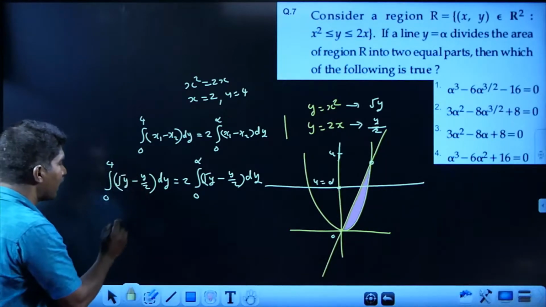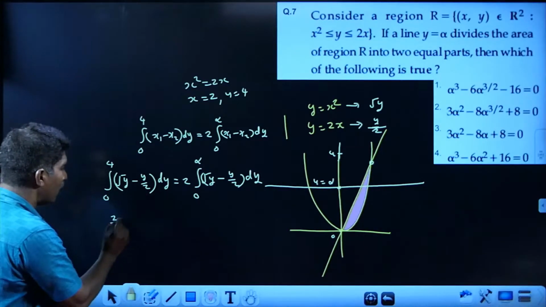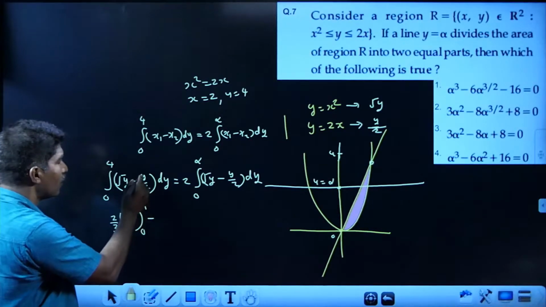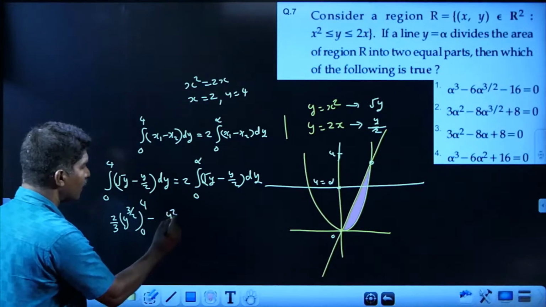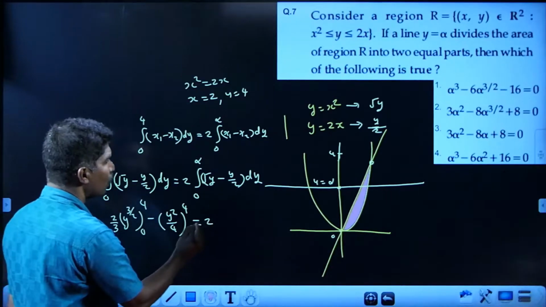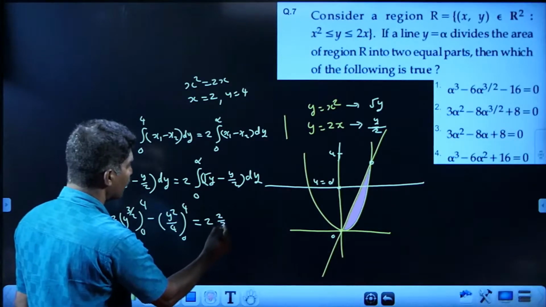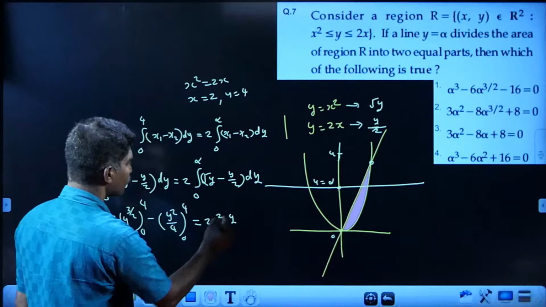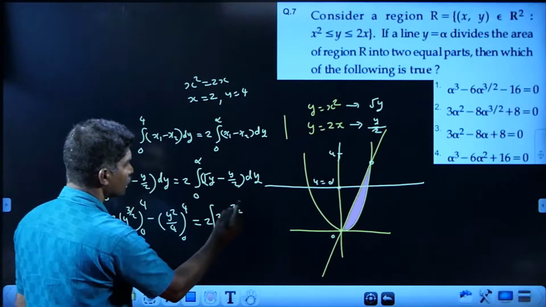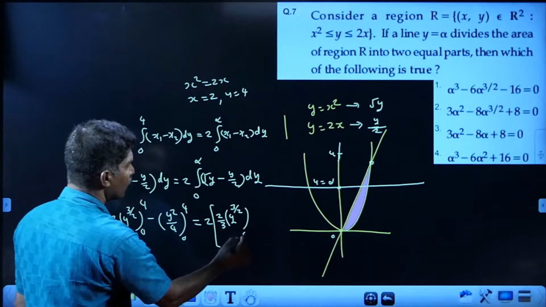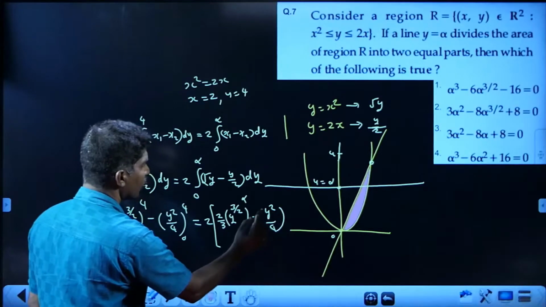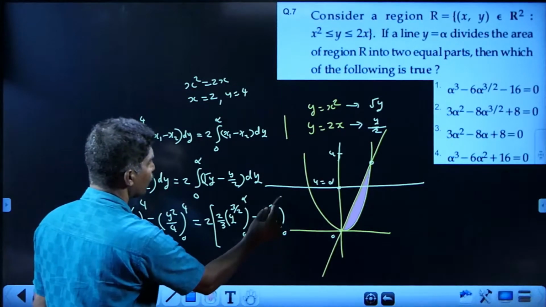Here the integral of root y is 2 by 3 y raised to 3 by 2 within the limit 0 to 4, minus y square by 4 within the limit 0 to 4, is equal to 2 times again 2 by 3 y raised to 3 by 2, this 2 is common, don't forget, within the limit 0 to alpha, minus y square by 4 within the limit 0 to alpha.